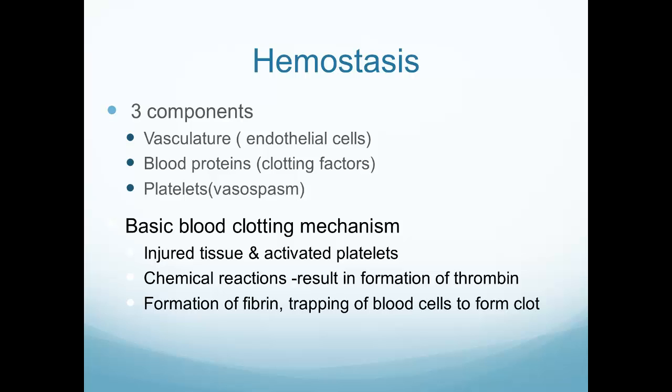Three main components of homeostasis: we have the vasculature, we have blood proteins, and we have platelets. So the endothelial cells in the vasculature, the blood proteins, clotting factors, and our platelets are all going to help us to maintain homeostasis. Our injured tissue and activated platelets help to start this clotting cascade and the clotting mechanism that's going to help the patient to clot and not to continue to bleed.